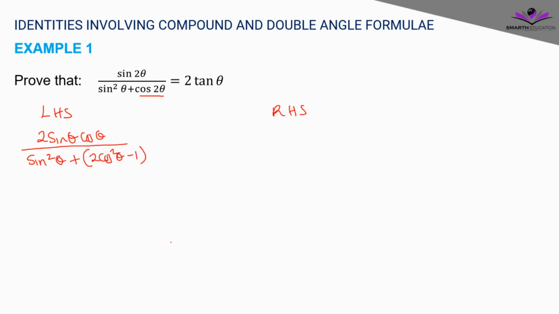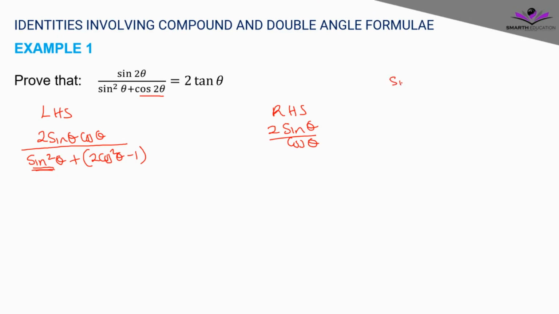Let's check the right-hand side. On the right-hand side, we have 2 tan theta, which is equivalent to 2 sine theta over cos theta. Remember that from grade 11. At the top, we have sine theta. At the bottom, we have cos theta. So if we can get cos squared theta in this denominator, it will make our life very, very easy. So how can we do that? We need to get cos squared theta here.